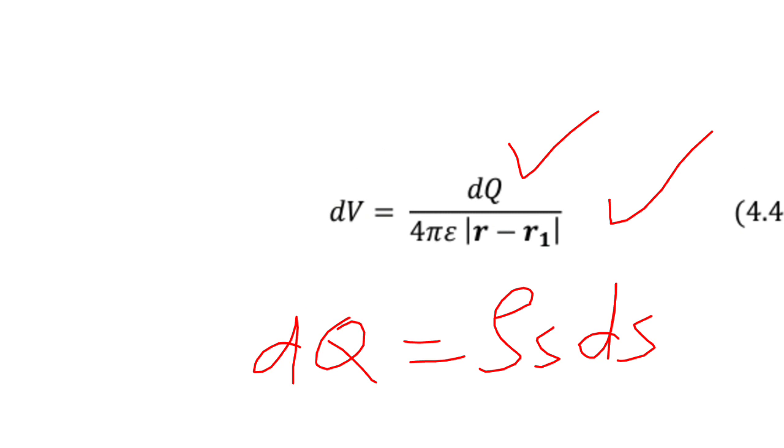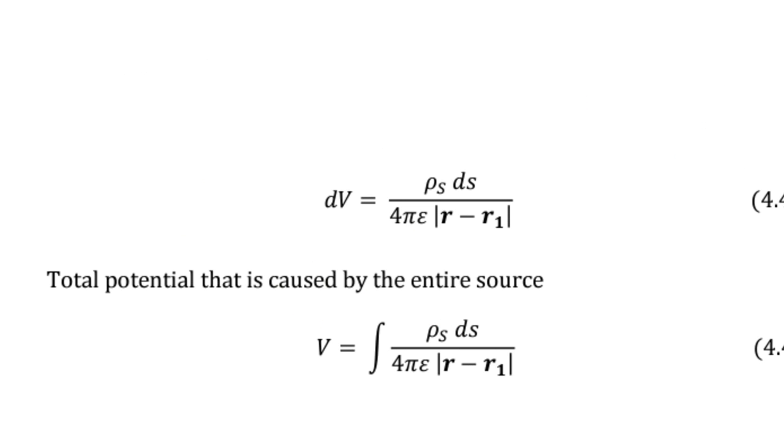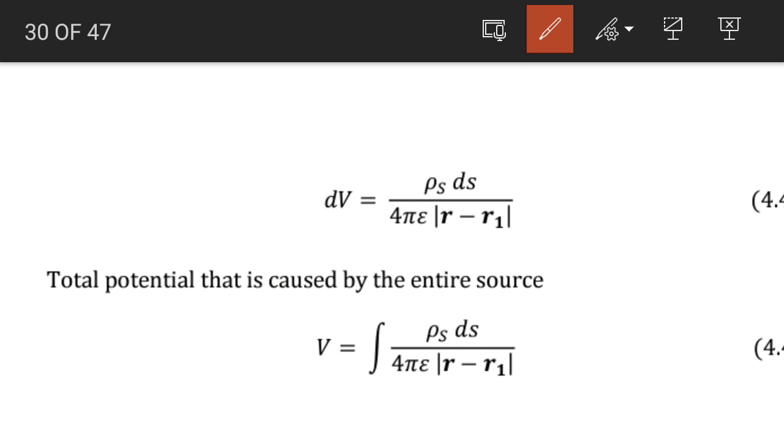So we put the value of dq on the right hand side of this equation. The differential potential at the given point will be equal to rho s ds by 4 pi epsilon into |r minus r1|. We integrate this equation, and the integration gives the absolute potential at the given point. So the potential at the given point will be equal to the integration of rho s ds by 4 pi epsilon into |r minus r1|.